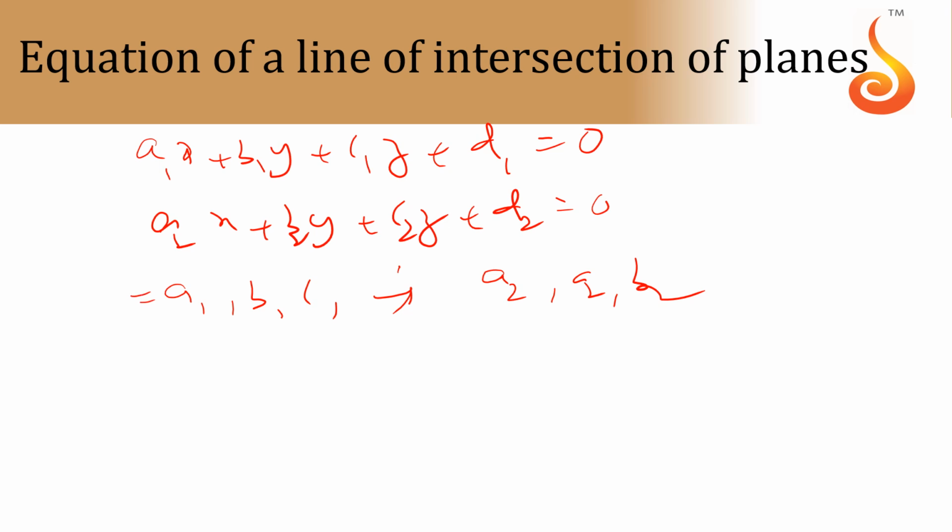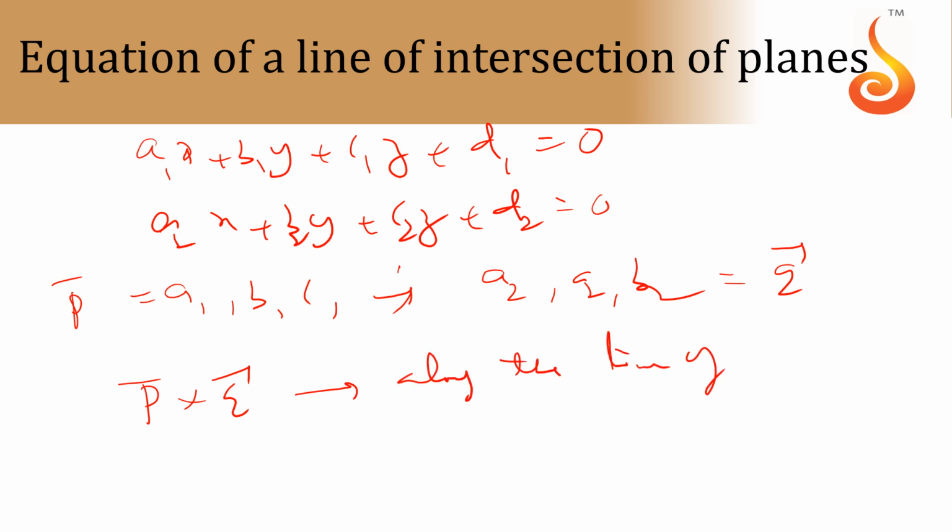Suppose this is some P bar vector and this is some Q bar vector. If I do P cross Q, what will happen? P cross Q should be perpendicular to both the normal lines. So it should be on both the planes. When it is perpendicular to both the normal lines, it should be on both the planes, which means it should be along the line of intersection. So I got a vector along the line of intersection.